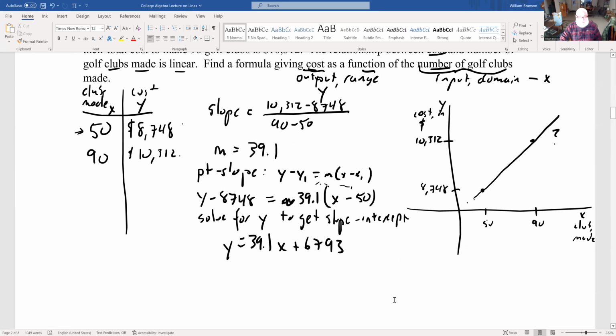So there's our formula. If you've got two points and you want to know the equation of the line, find the slope first, plug it into the point slope formula, which is this one here, and then solve for y to get the slope-intercept formula.